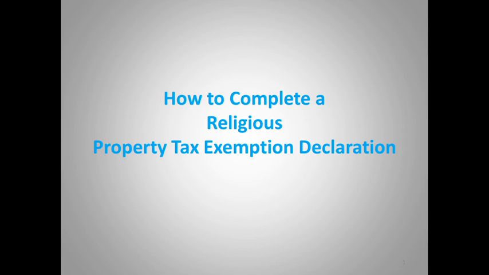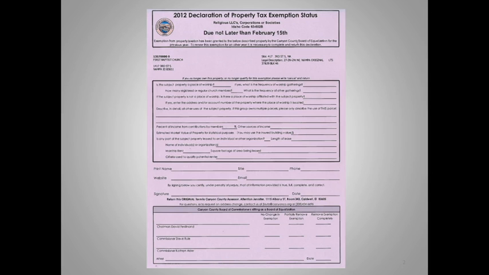Hello! Today we're going to learn how to complete a religious property tax exemption declaration. If your property has been granted an exemption from property taxes due to religious purposes, you'll receive a form such as this every year, and it is necessary to complete this form and return it to the courthouse in order to continue receiving the exemption.